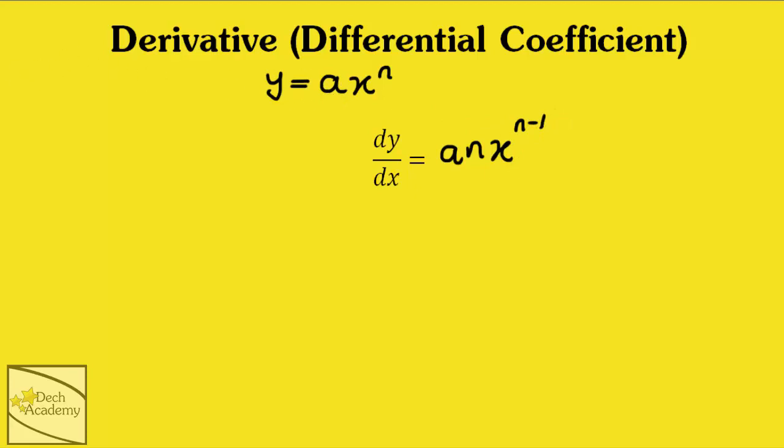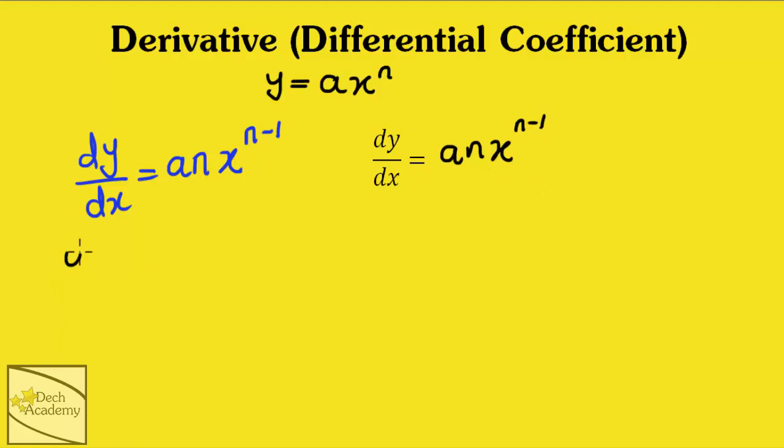So all you have to do is, from this expression, you take the constant a, multiplied by the index n, then you have your variable x raised to the power of n, then you subtract 1 from the power. So it's a n and x to the n minus 1, which is what we have here. So I'll just do a quick example.